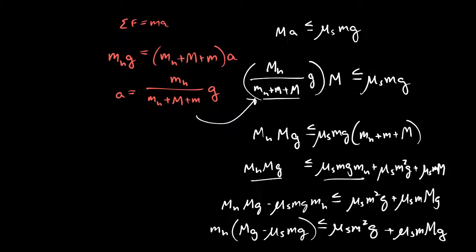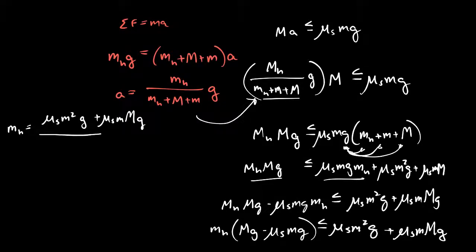All right, first, MH equals mu S M squared G plus mu S M M G all over mg minus mu S M G. Now, do you guys see that there's a G in every single term?